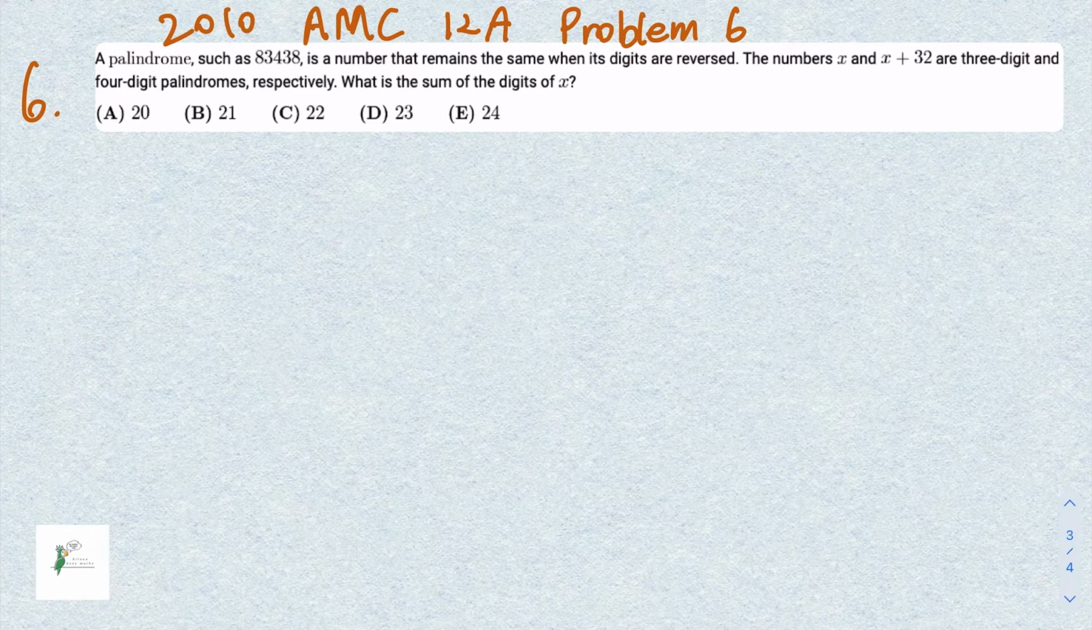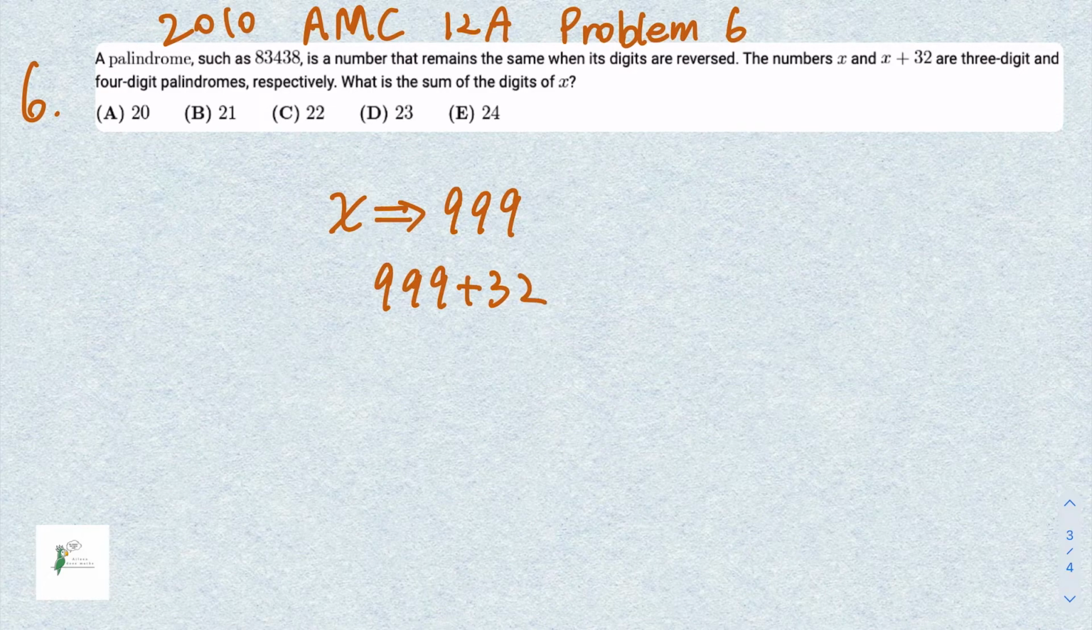Okay, so what is the largest 3-digit palindrome? So essentially, what's the largest x we could get? If you think about it, it's got to be 999, right? And so what's the largest x plus 32 value? That doesn't have to be a palindrome. So we just add 999 plus 32, which equals 1031.